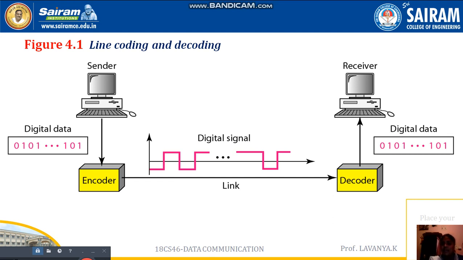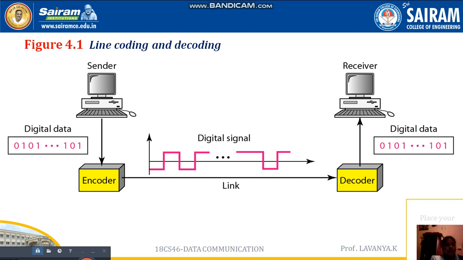With the help of the decoder, whichever digital signal we get is decoded again into digital data. That data is transferred to the receiver side. This is how digital to digital conversion happens.